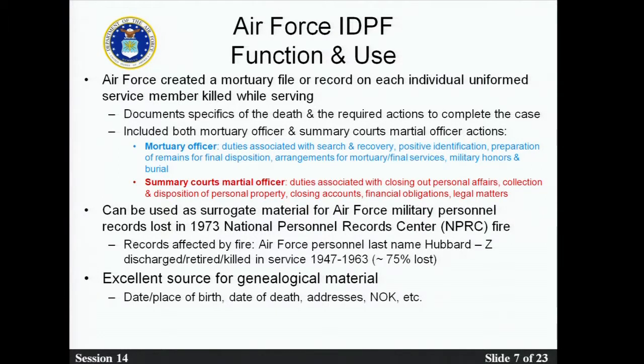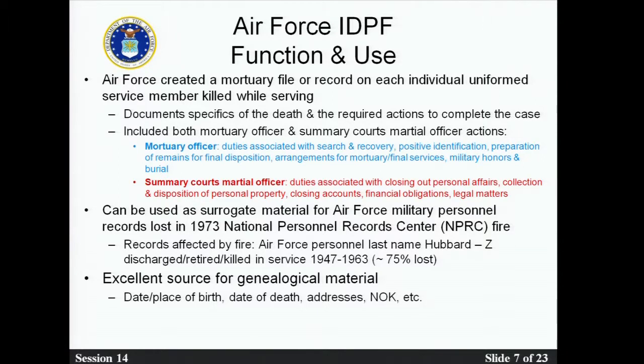As I mentioned, these can be used for those Air Force records that were lost in the 1973 fire at the National Personnel Records Center. And again, those are records, and you'll hear more about this in the next presentation from Teresa Fitzgerald, but Air Force personnel with the last names Hubbard through the letter Z that were discharged, left the service, died in service, in this case, 1947 to 1963. Approximately 75% of those records were lost.